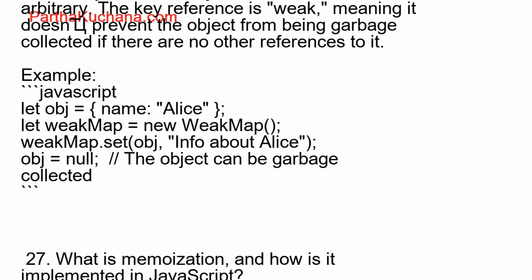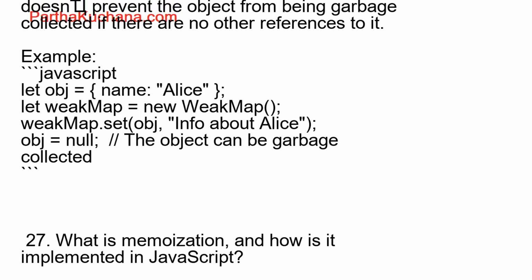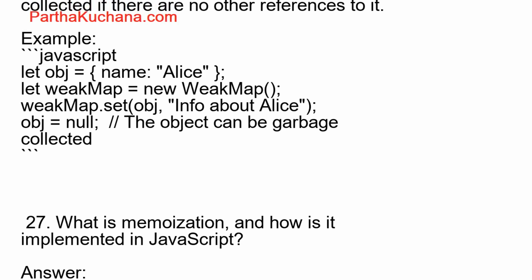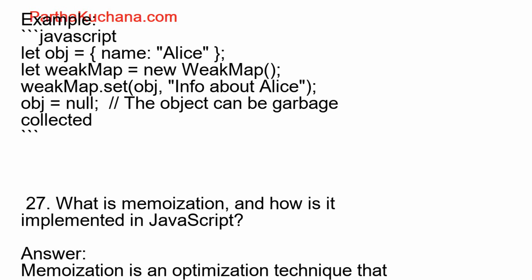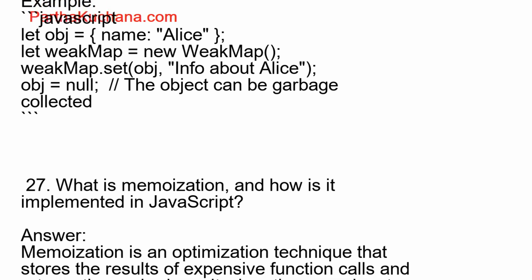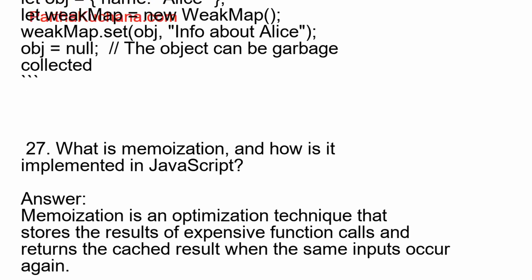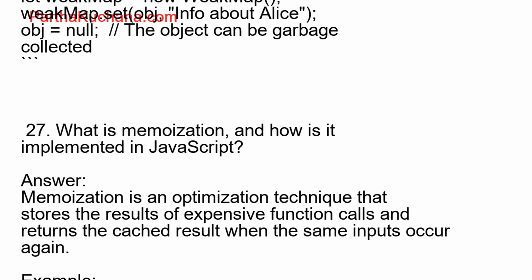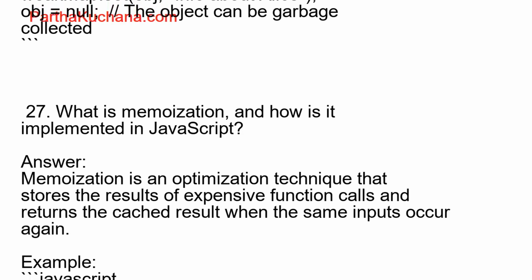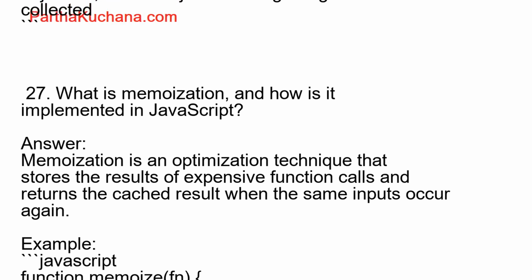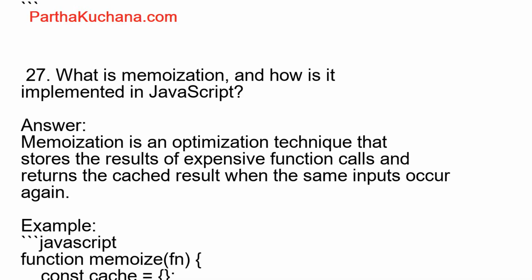const factorial = memoize(function(n) { if (n === 0) return 1; return n * factorial(n - 1); }); console.log(factorial(5)); // outputs 120.